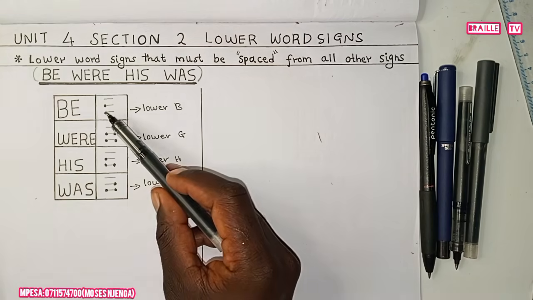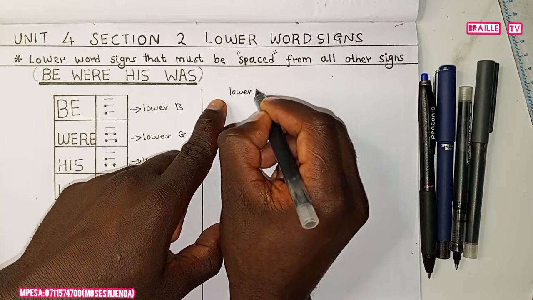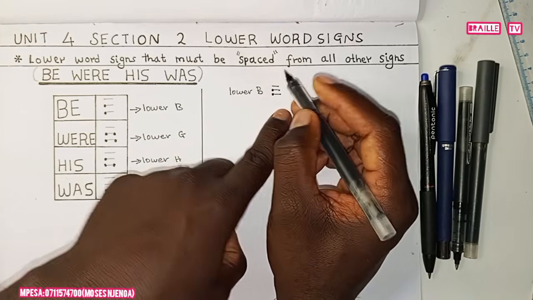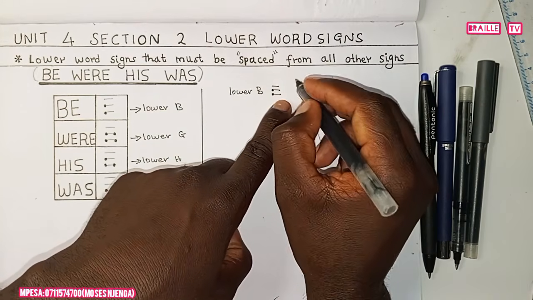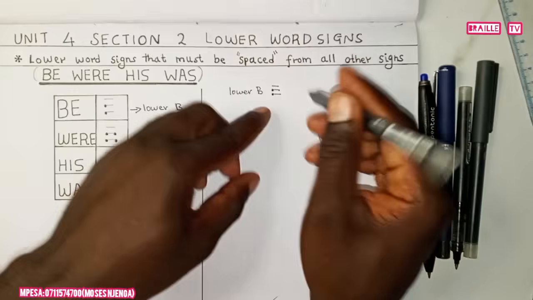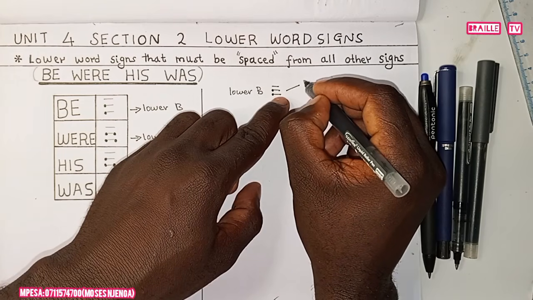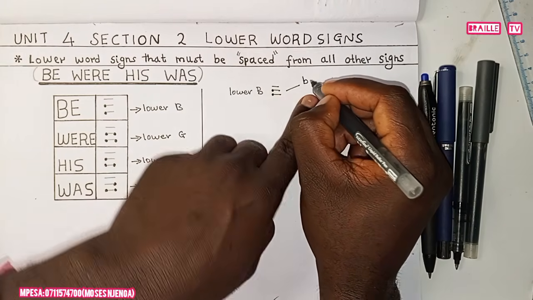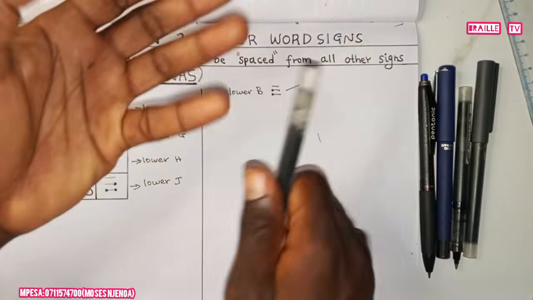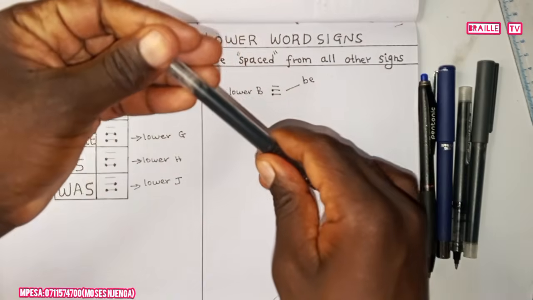Now, this sign, we said lower b, remember, lower b. Let me explain. Lower b is written like this. We said this lower b is used when we started looking at unit 4 and the lower group signs. It is used to represent b at the beginning of a word, where we looked at be, con, dis, com. Those are the lower group signs.